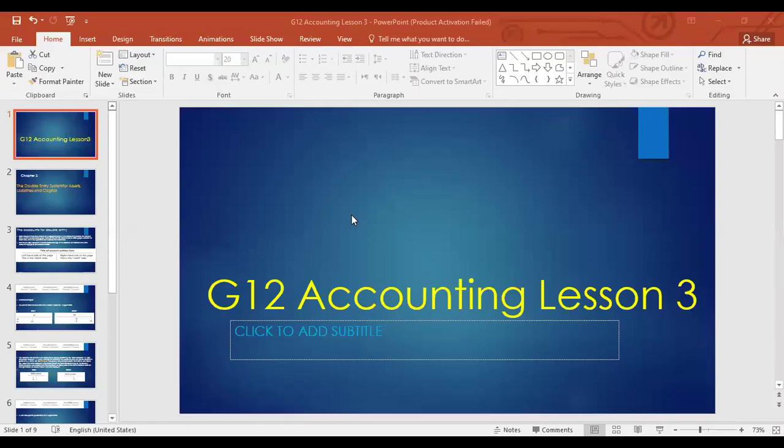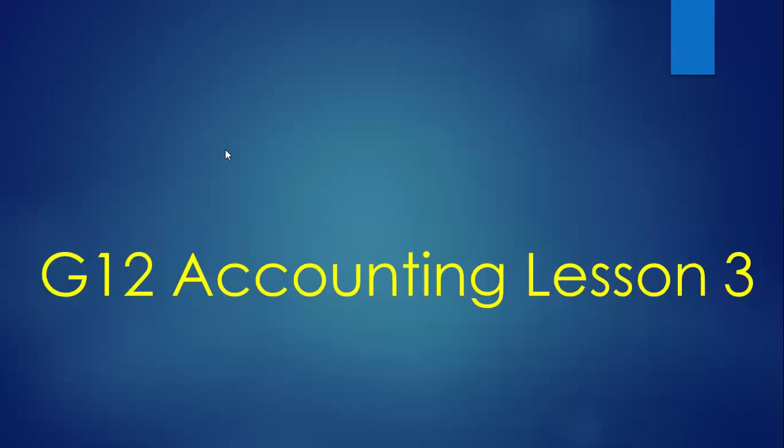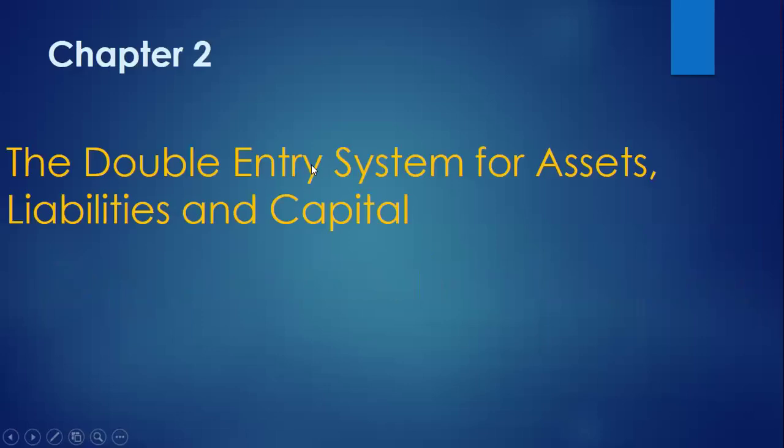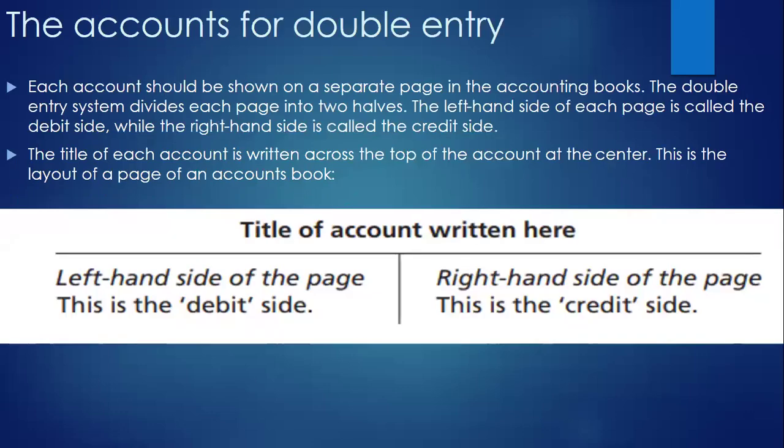We're going to have a very interesting topic today. So let's see what we have. Today, we're going to have the double entry. Let's see how this is going to happen. So we have accounting for today, and this is the double entry system for assets, liabilities, and capital. So let's see how that is going to work.